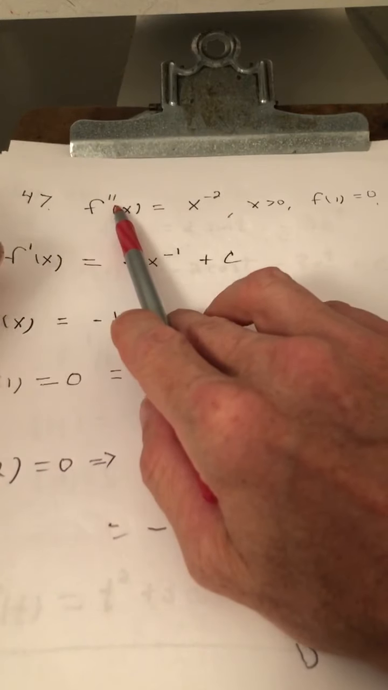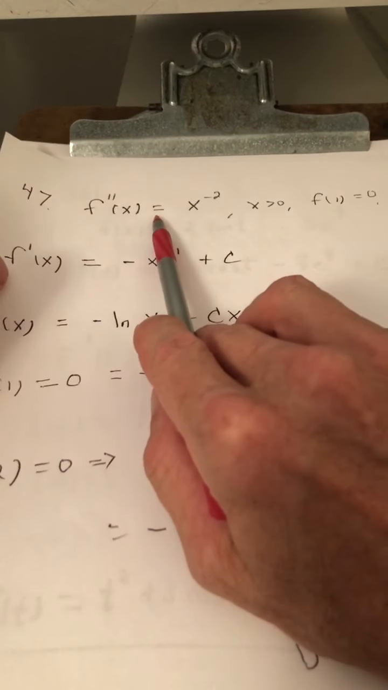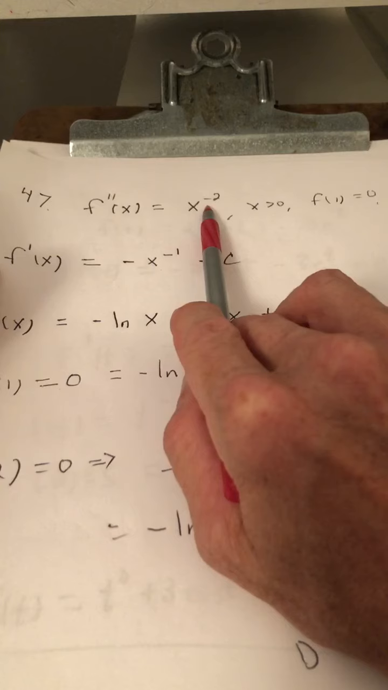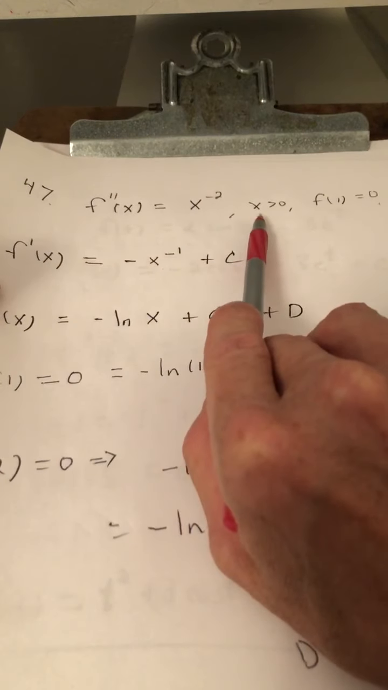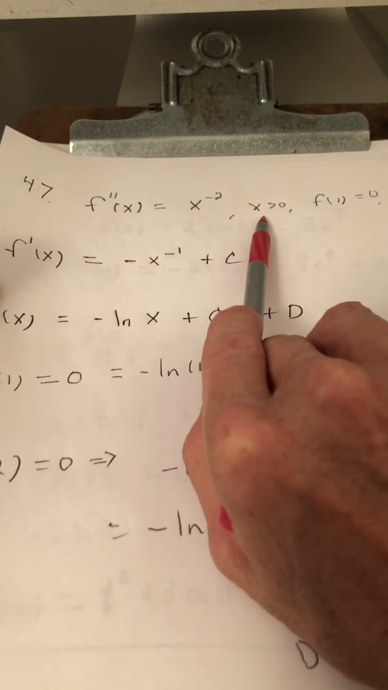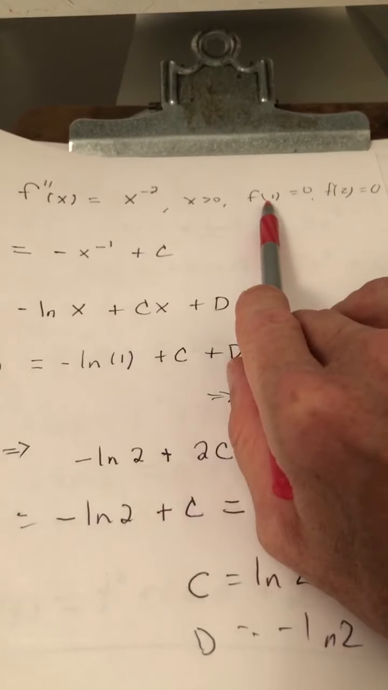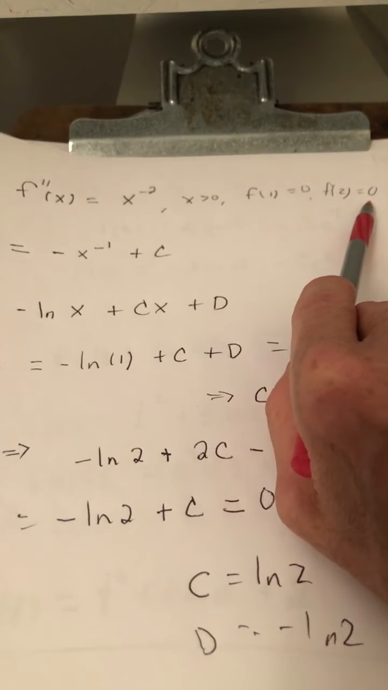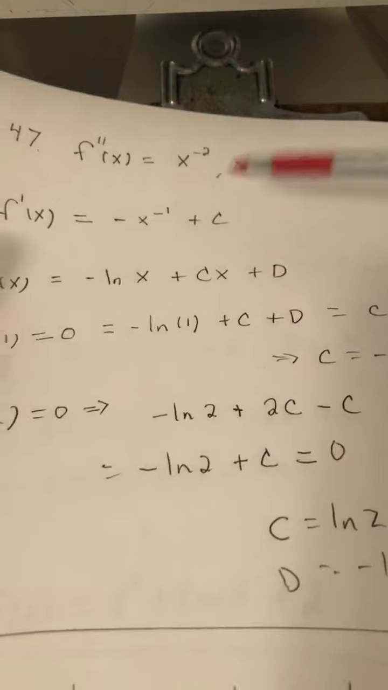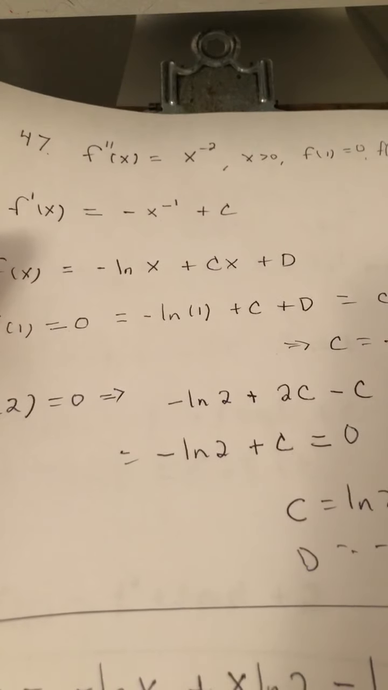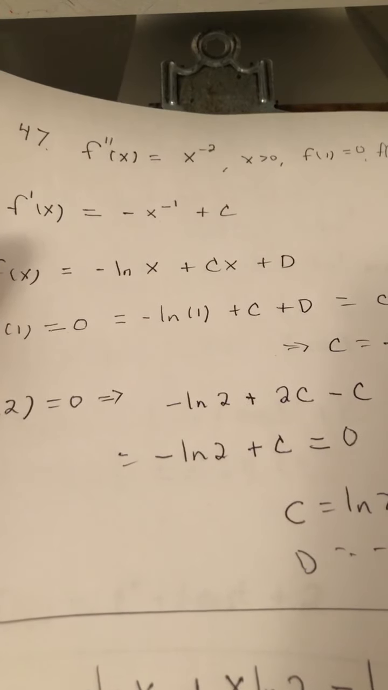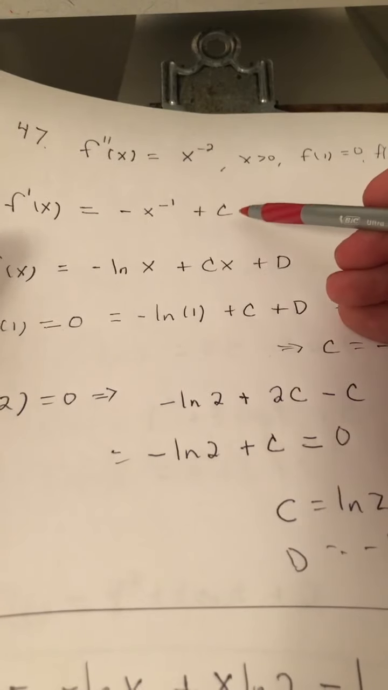F double prime of x is equal to x to the negative 2. And we're told that x is positive. That's important. F of 1 is 0. F of 2 is 0. Well, the antiderivative of x to the negative 2 is negative x to the negative 1 plus an arbitrary constant.